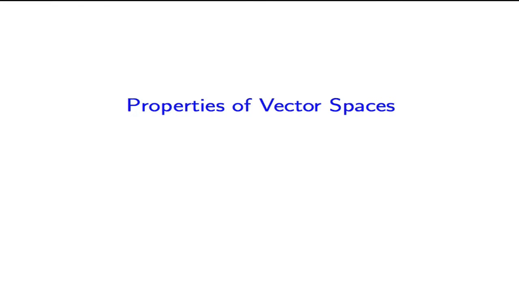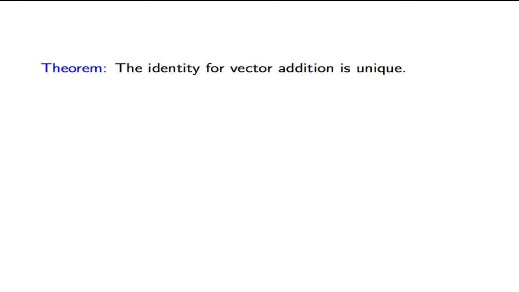In this video, we will prove some properties that vector spaces have. Recall that one of the requirements for a mathematical structure to be a vector space is that it had to possess an identity for vector addition. And our first theorem says that this identity is unique.